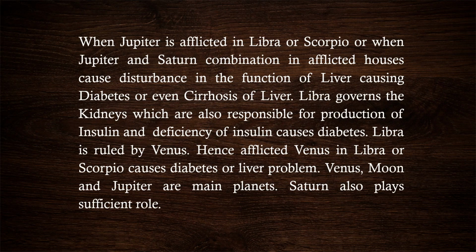When Jupiter is afflicted in Libra or Scorpio, or when Jupiter and Saturn combination in afflicted houses cause disturbance in the function of liver, it causes diabetes or even cirrhosis of liver. Libra governs the kidneys, which are also responsible for production of insulin, and deficiency of insulin causes diabetes. Libra is ruled by Venus, hence afflicted Venus in Libra or Scorpio causes diabetes or liver problem. Venus, Moon and Jupiter are main planets. Saturn also plays a sufficient role.